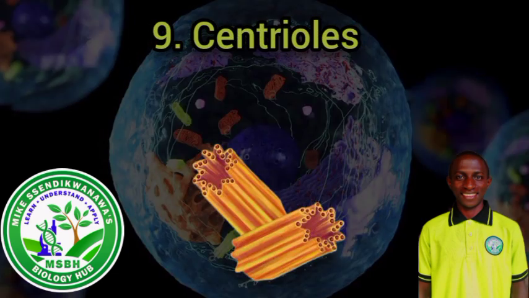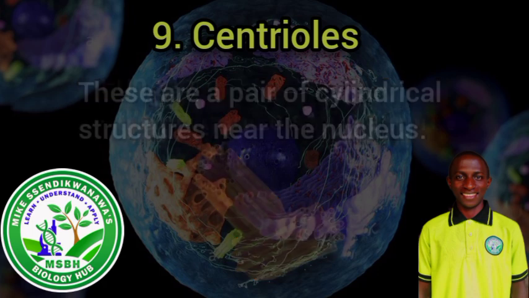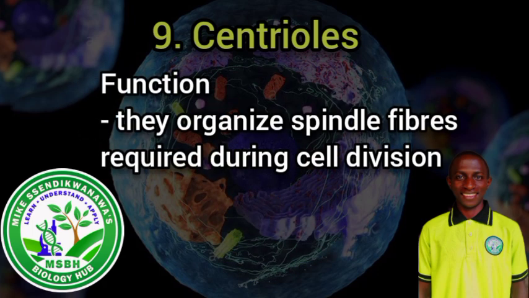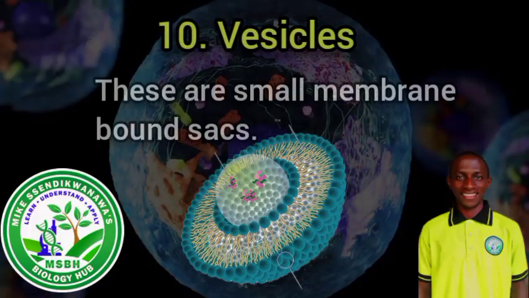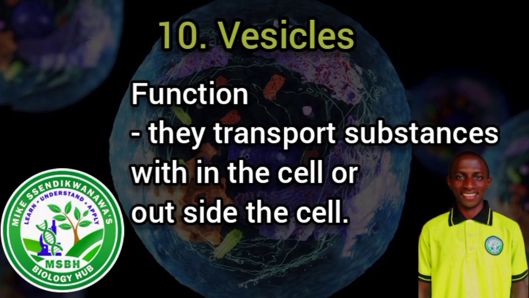9. Centrioles. These are a pair of cylindrical structures near the nucleus. Function: they organize spindle fibers required during cell division. 10. Vesicles. These are small membrane-bound sacs. Function: they transport substances within the cell or outside the cell.